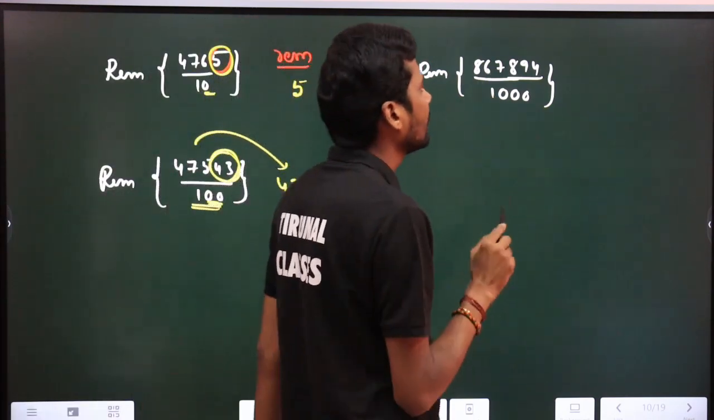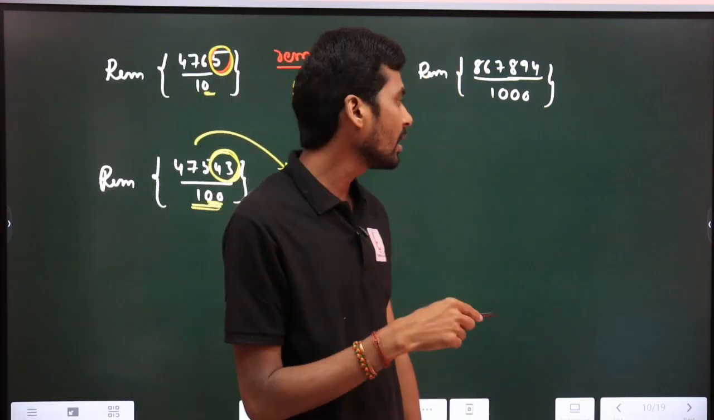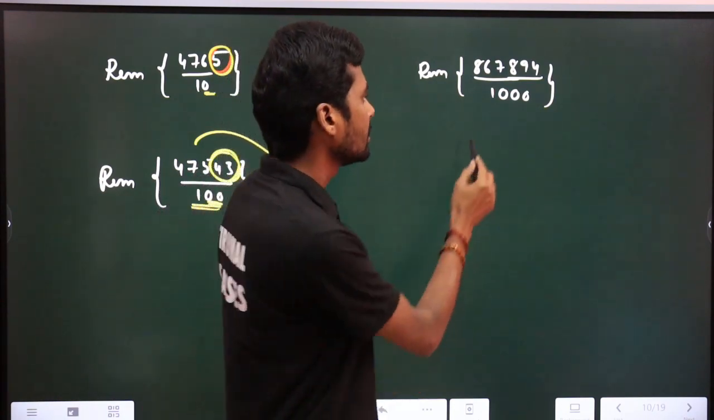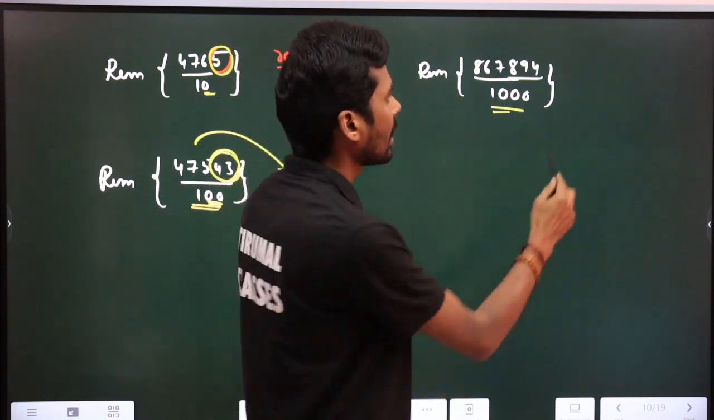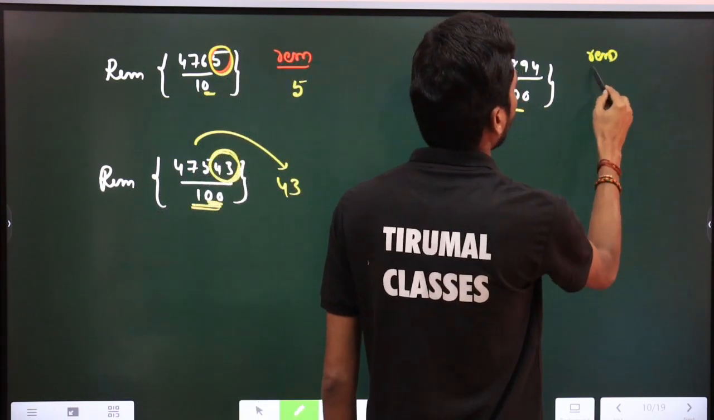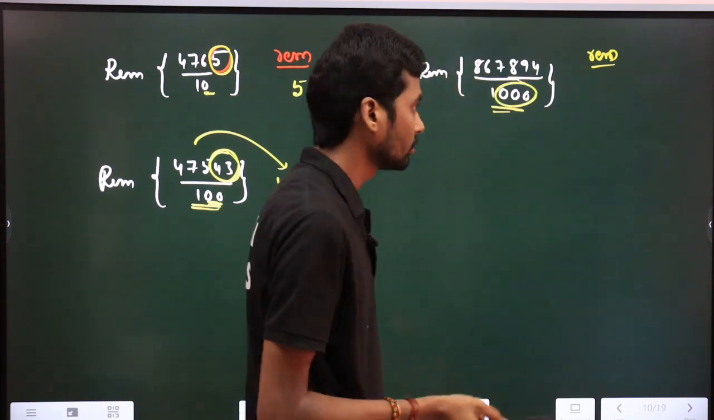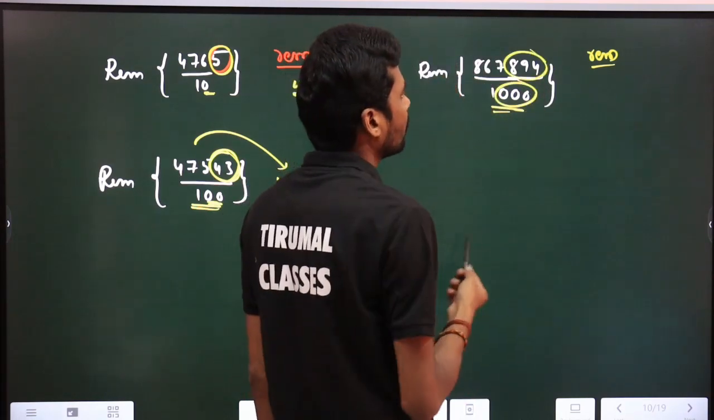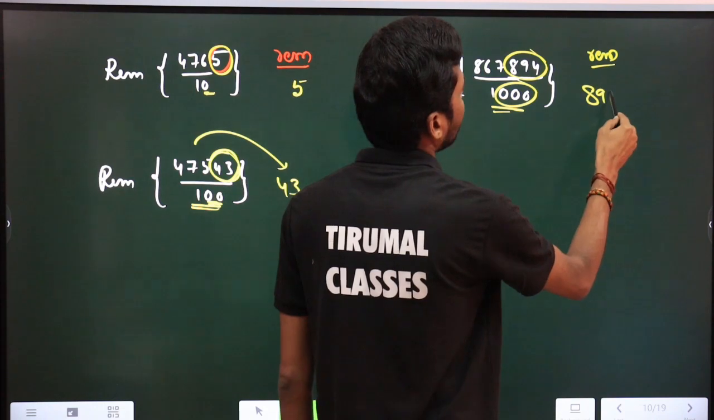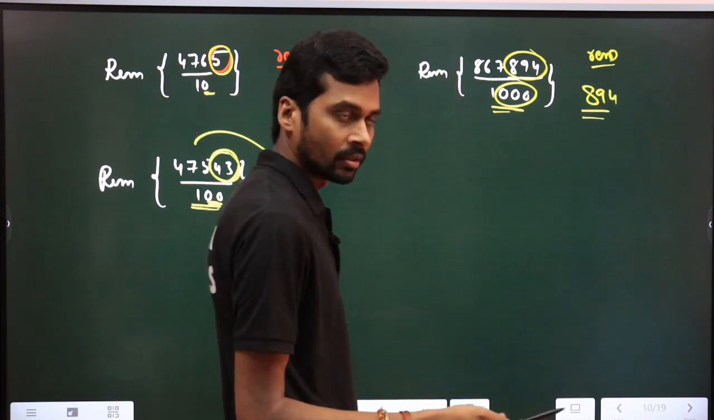Suppose I have 867894 and we are dividing with 1000. Since it is a 10 multiple, the final remainder depends on how many zeros we have. 3 zeros, which means we have to take 894. So this is your answer, right?